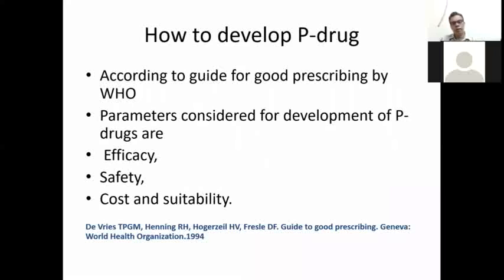So now, how to develop a P drug? I told you before, according to the WHO Guide to Good Prescribing, the parameters considered in the development of P drugs are efficacy, safety, cost, and suitability, which you can easily get on the net.